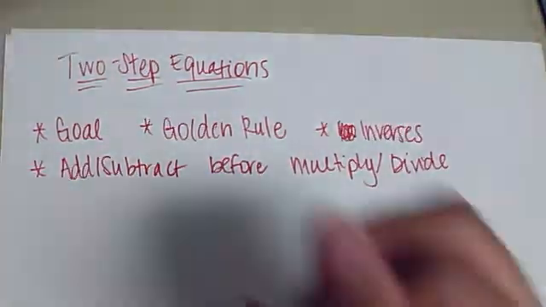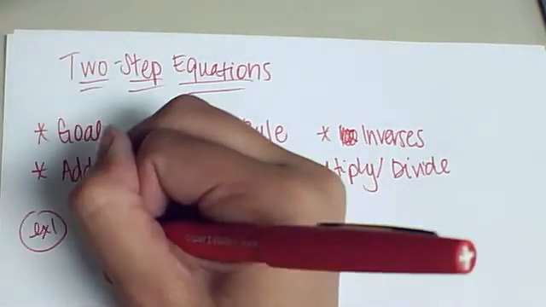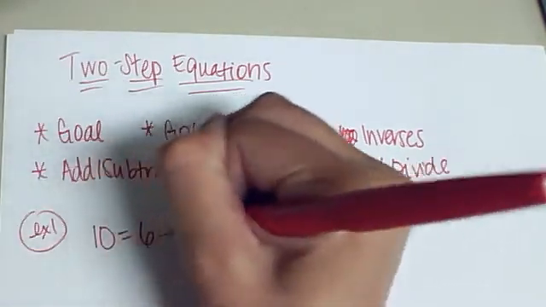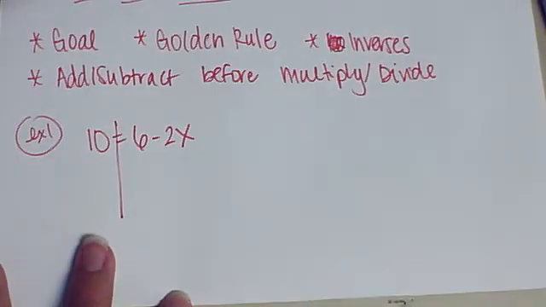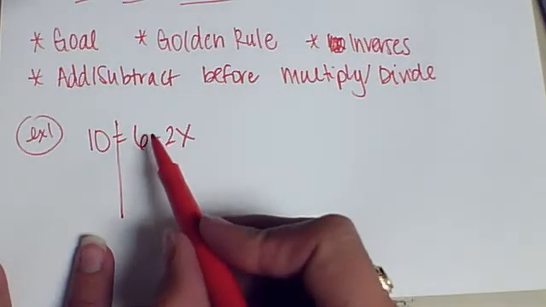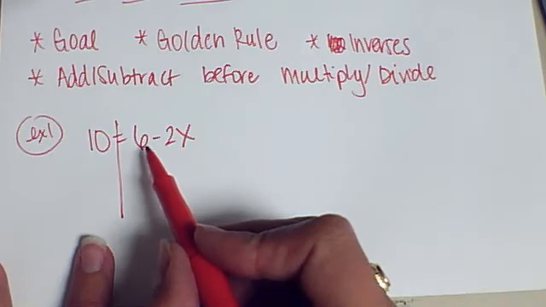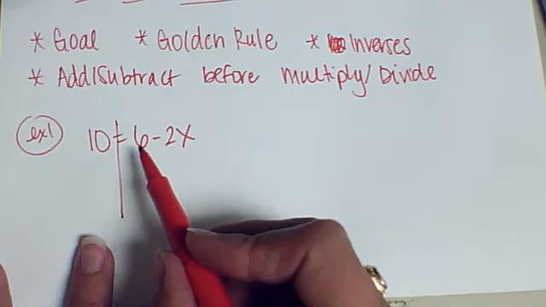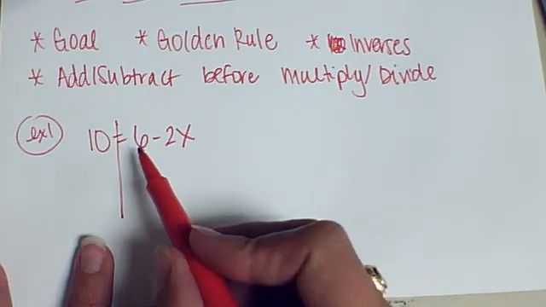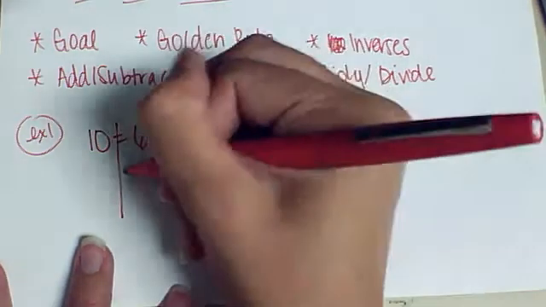We looked at several examples in class. Number 1, 10 equals 6 minus 2x. We drew our line down the middle. We looked at our variable x. It's being multiplied by negative 2 and added by 6. Now I say added because the 6 is positive. That confused some people in class. I just want you to remember, if it's positive, the opposite is to subtract or use a negative.